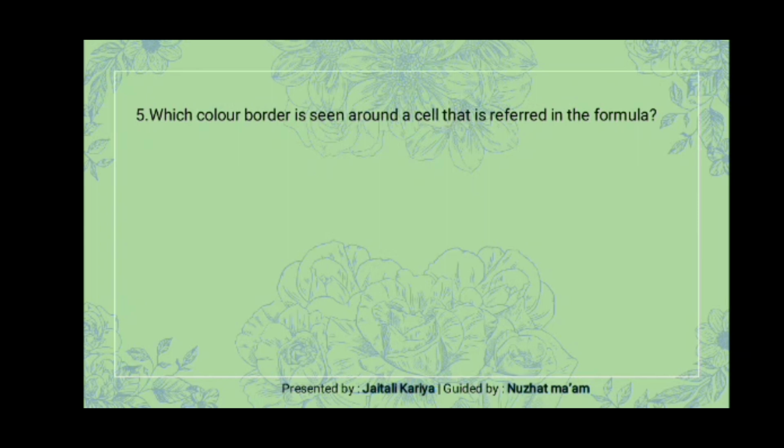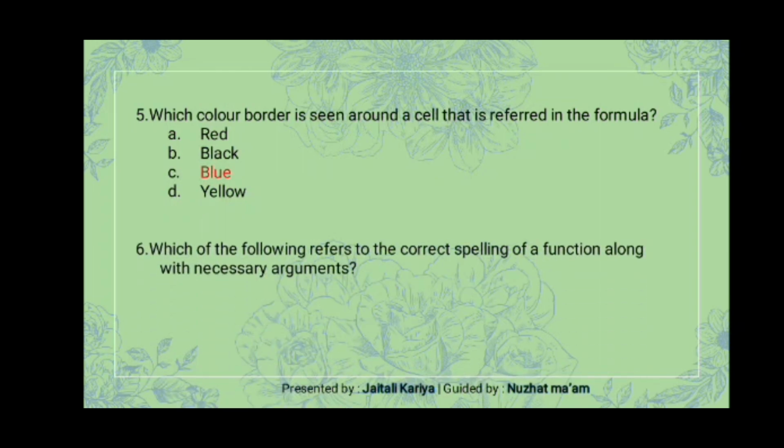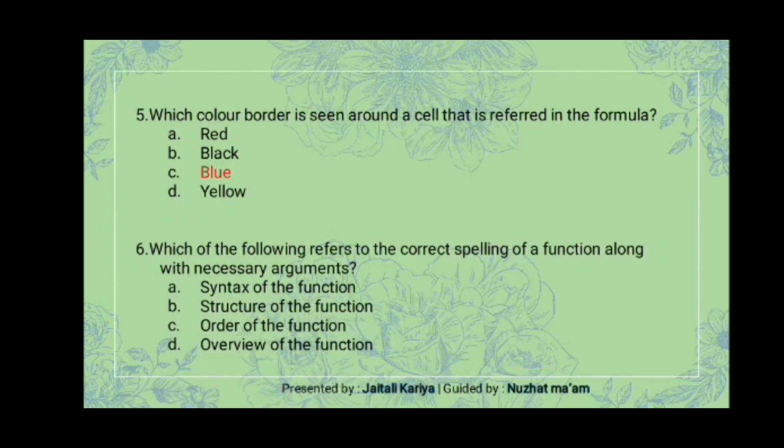Fifth, which color border is seen around a cell that is referred in the formula? A. Red, B. Black, C. Blue, and D. Yellow. And the correct answer is C, that is, blue. Sixth, which of the following refers to the correct spelling of a function along with necessary arguments? A. Syntax of the function, B. Structure of the function, C. Order of the function, and D. Overview of the function. And the correct answer is A, that is, syntax of the function.